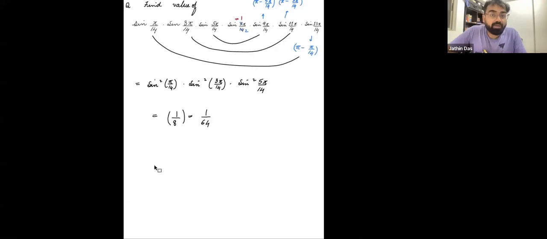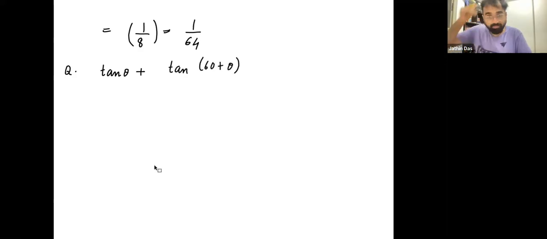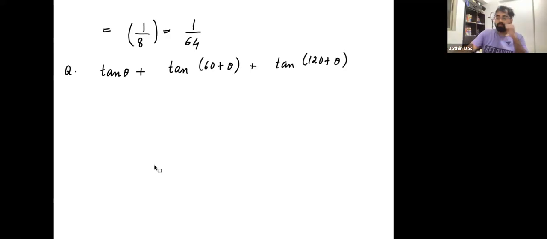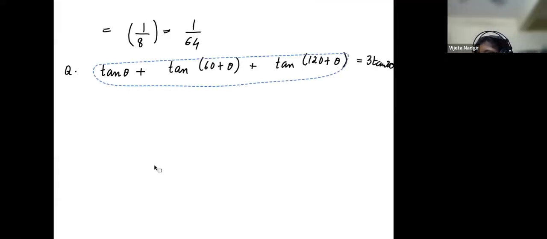Next we'll do interval wala questions. Okay. This try to do. Question: tan theta plus tan 60 plus theta plus tan 120 plus theta. Prove that it is 3 tan 3 theta. Yeah, I'll just write it again properly.